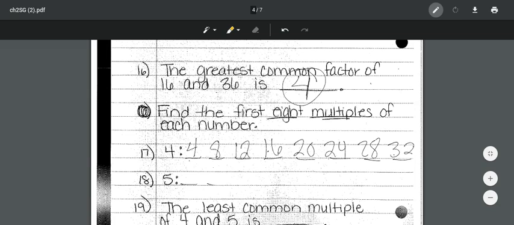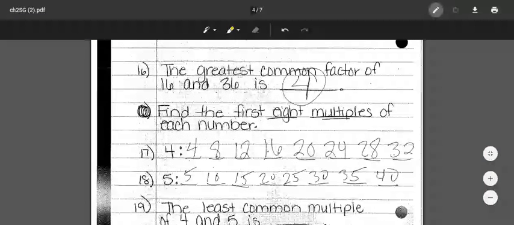So again, 8 multiples, 1, 2, 3, 4, 5, 6, 7, 8. And I'm going to skip count 5, 10, 15, 20, 25, 30, 35, 40. Again, the times 1, times 2, times 3, times 4, times 5, times 6, times 7, times 8. Now, we need to figure out what numbers they have in common. So the number that they have in common is they both have a 20.